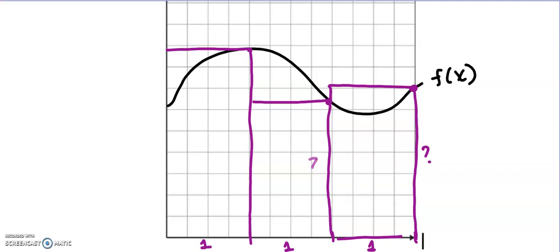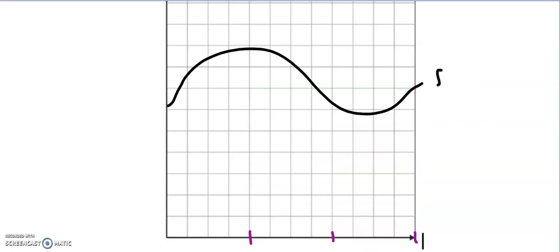The next one that I could do would be a left-hand rectangle. Again, I'm going to use partitions that have a width of 1. I'm going to use 3 of them, but this time my left hand creates my heights that are going over.